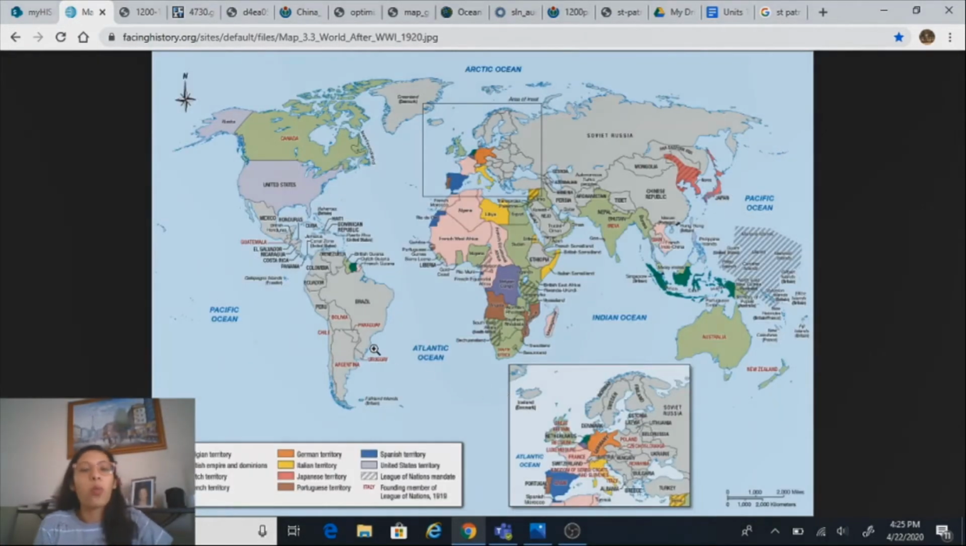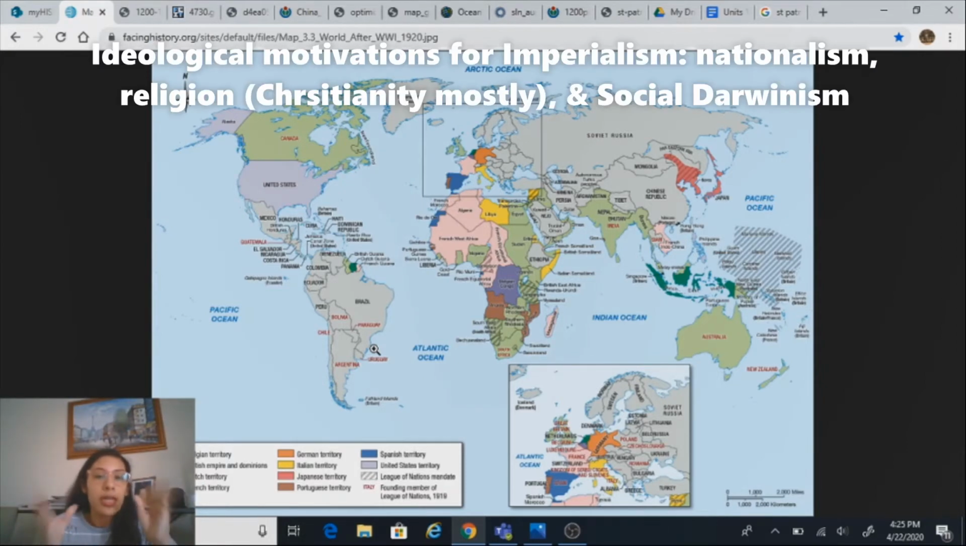Okay, so what are some of the justifications for imperialism? What motivated these mostly European countries to go out and conquer other countries? So the first motive is going to be new ideologies that emerged from the Enlightenment and stuff like that. One of these ideologies is nationalism. Nationalism just means extensively high pride in one's country, my country over everyone else's. What better way to show that your country is great than by conquering other countries?